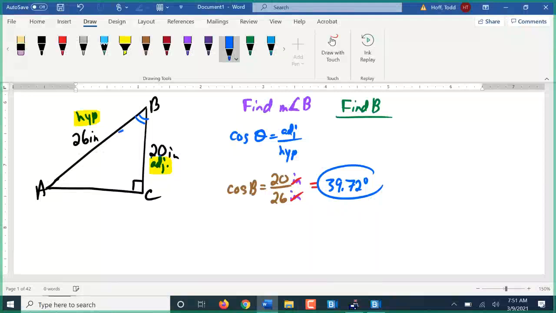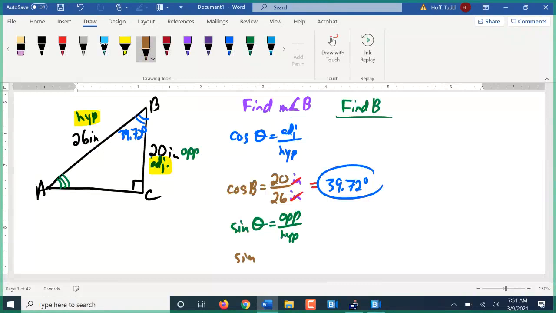So this is a 39.72 degree angle. Find angle A. From angle A, this is the opposite leg, so I have opposite and hypotenuse. That goes back to being a sine. Sine of an angle is opposite over hypotenuse.